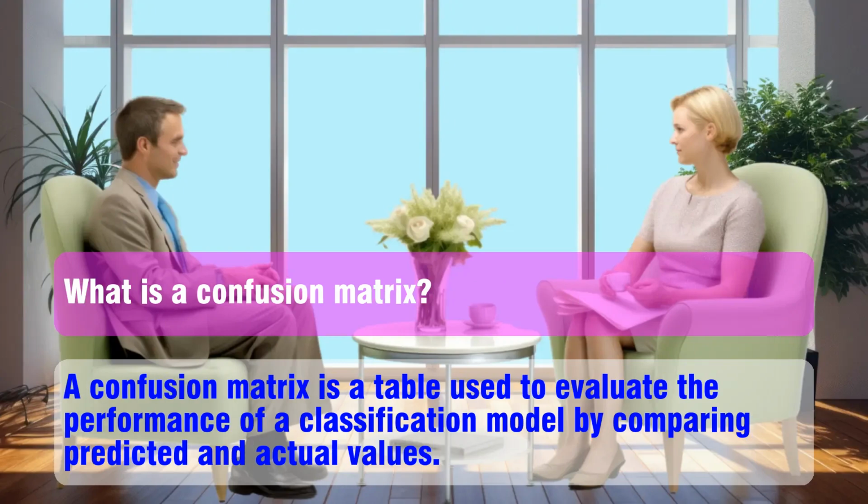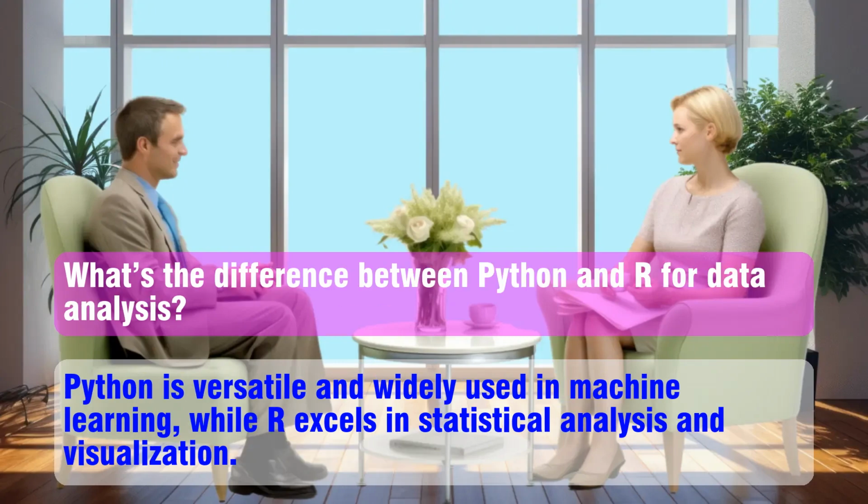What is a confusion matrix? A confusion matrix is a table used to evaluate the performance of a classification model by comparing predicted and actual values. What's the difference between Python and R for data analysis? Python is versatile and widely used in machine learning, while R excels in statistical analysis and visualization.